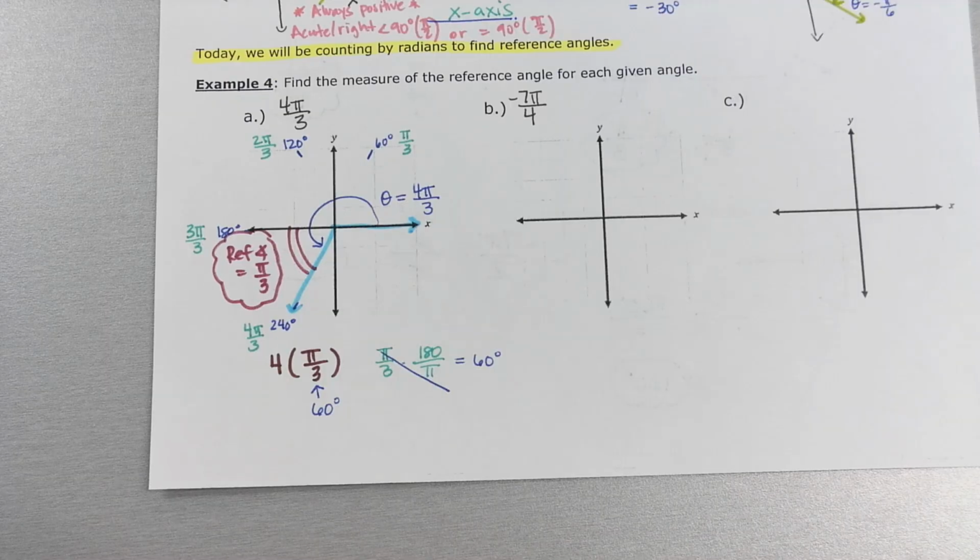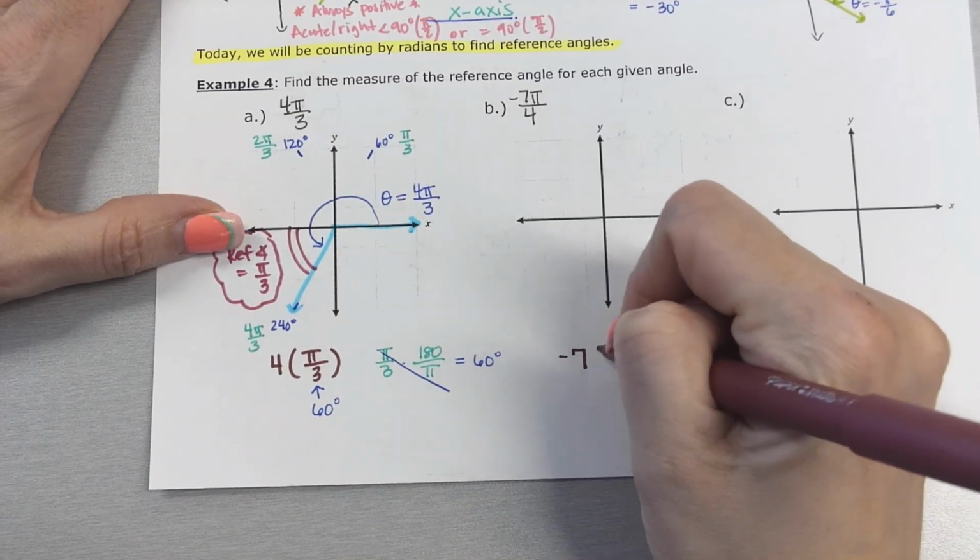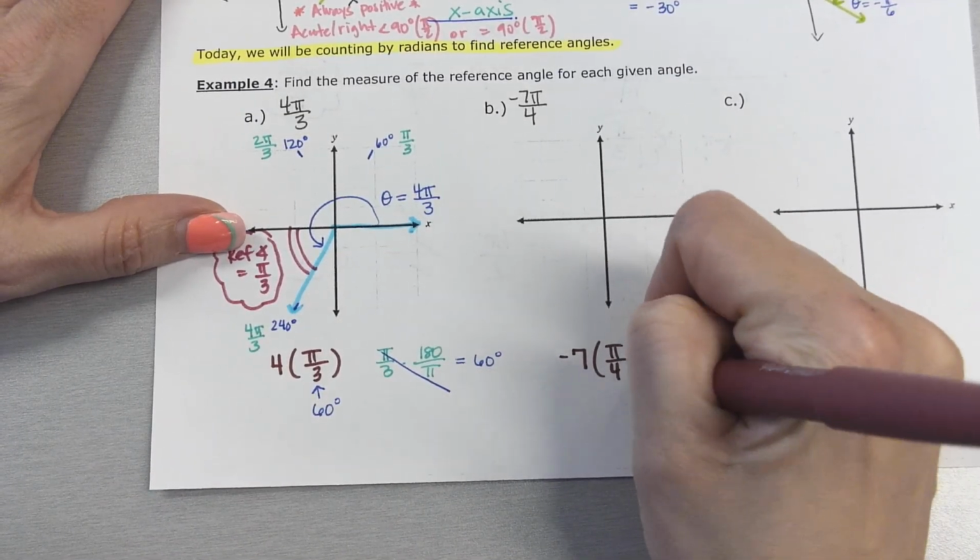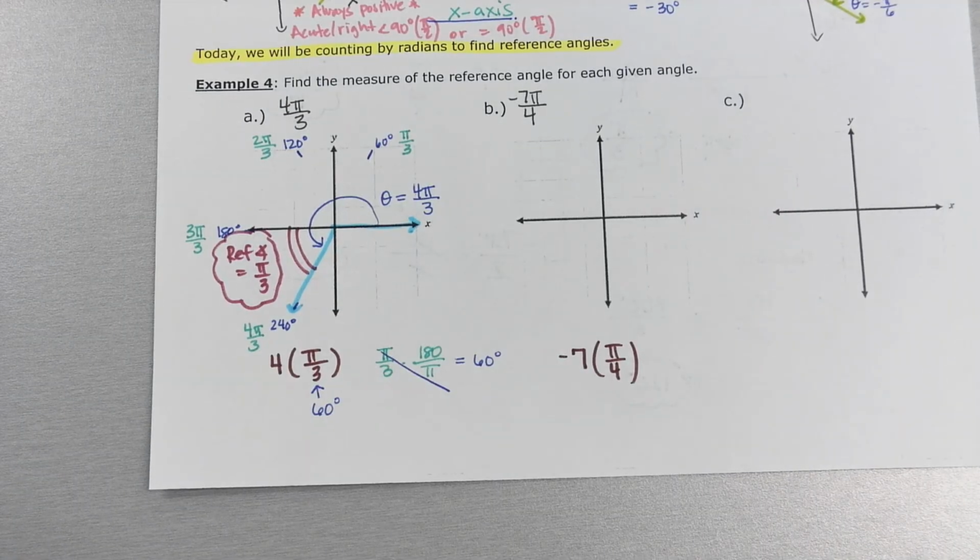So the first thing we're going to do is we're going to separate. So it's negative 7 times pi over 4. I think it's easier to just convert the smaller ones.